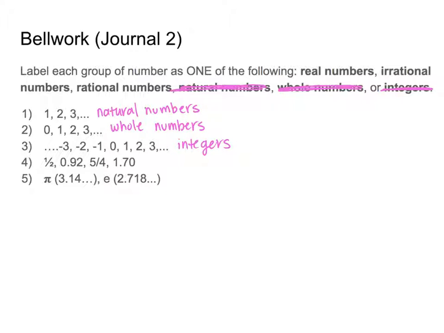Okay, number 4 here. So number 4, notice how I have some fractions in there, like 1/2. I have a decimal, like 0.92. And I have another fraction, another decimal. So which category do you guys think this one is? Well, if you chose rational numbers, you are correct. So rational numbers, or anytime you think of the word rational, I want you to connect this with the idea of fractions. So rational numbers are any numbers that can be written as a fraction.